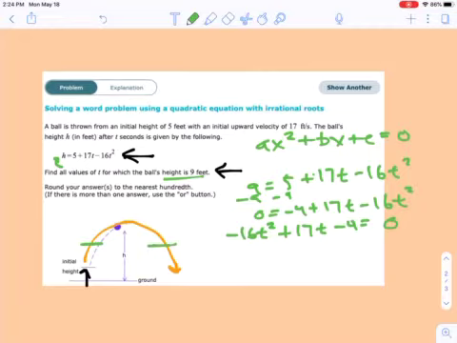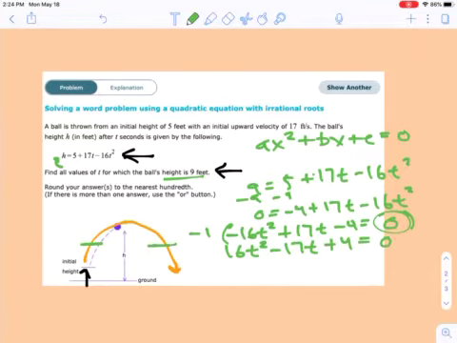And one thing you can do with these that I want to show is, if you don't like having a negative sign, you can always take this whole thing and multiply it by negative 1. And you can do it to both sides. You don't have to really compensate, because this is 0, and if you multiply it by negative 1, it's still 0. So you get 16t squared minus 17t plus 4 is equal to 0.